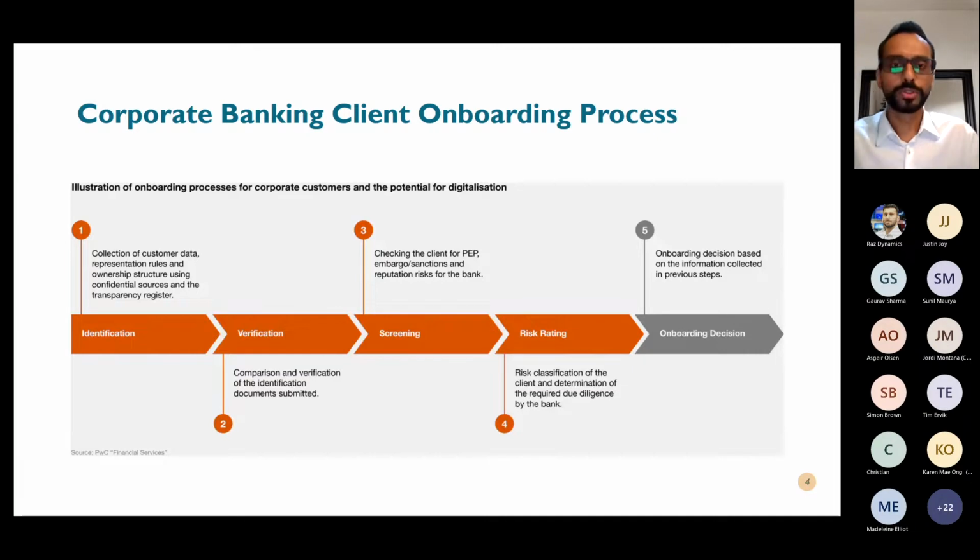So if we have to jot down all of this into a few different stages, I have got this illustration from PwC Financial Services department. And just to elaborate this illustration, the typical client onboarding for corporate banking gets scattered into various stages. It starts all the way from identification, goes to verification, then screening, risk rating, and finally taking the onboarding decision whether the client is in or out, right?